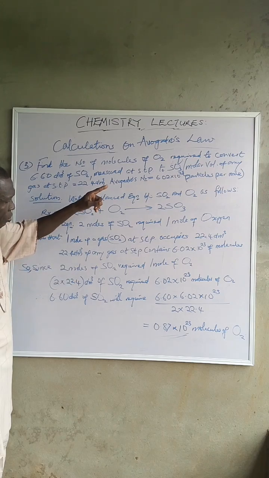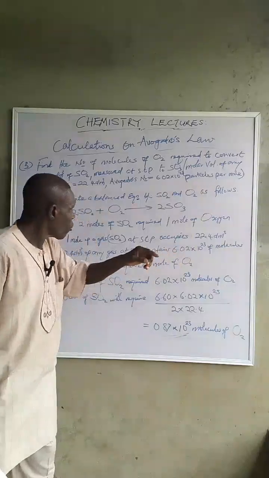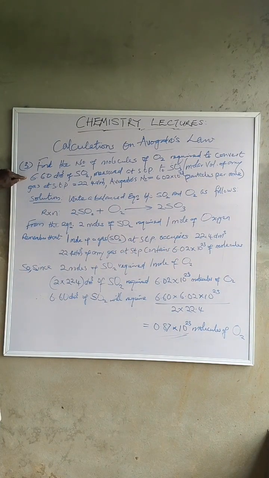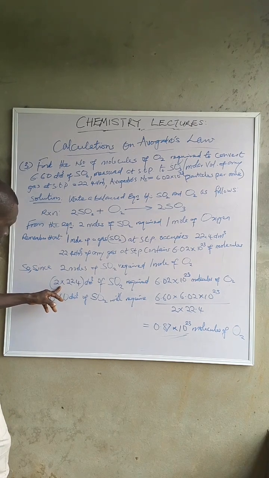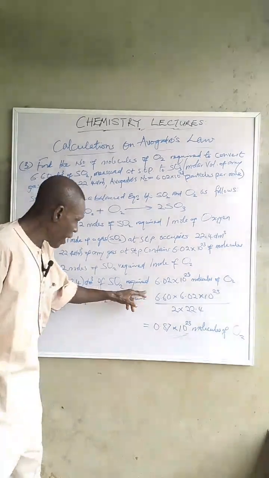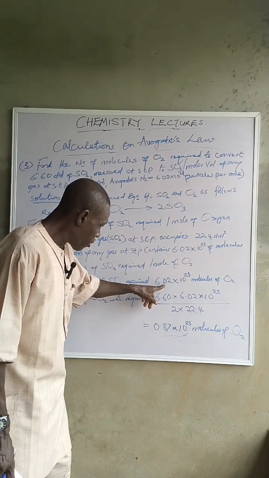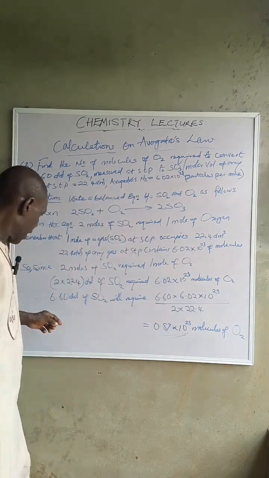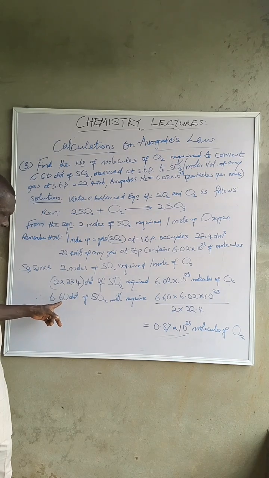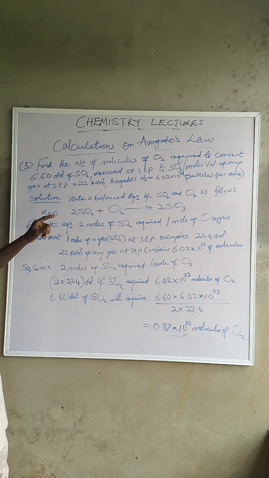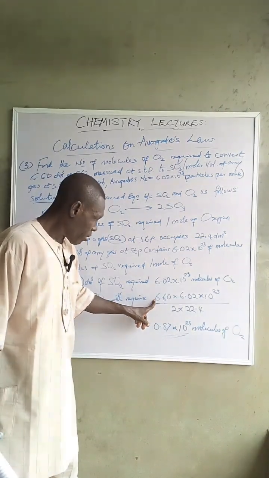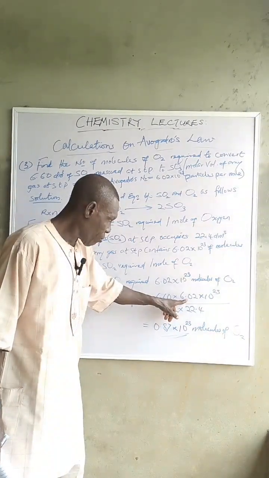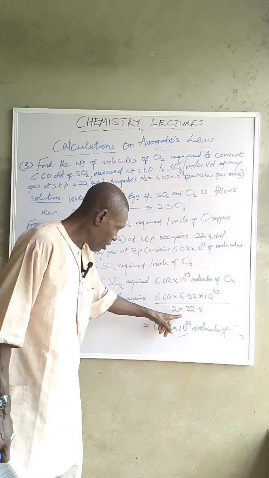But they're not asking about 2 times 22.4. What about this, which is 6.60 dm³ of the gas? So if 2 times 22.4 of this will require 6.02 times 10 to the power 23 molecules of oxygen, therefore 6.60 will require what? 6.60 times the Avogadro's constant, which is already given in the problem here, all over 2 times 22.4.